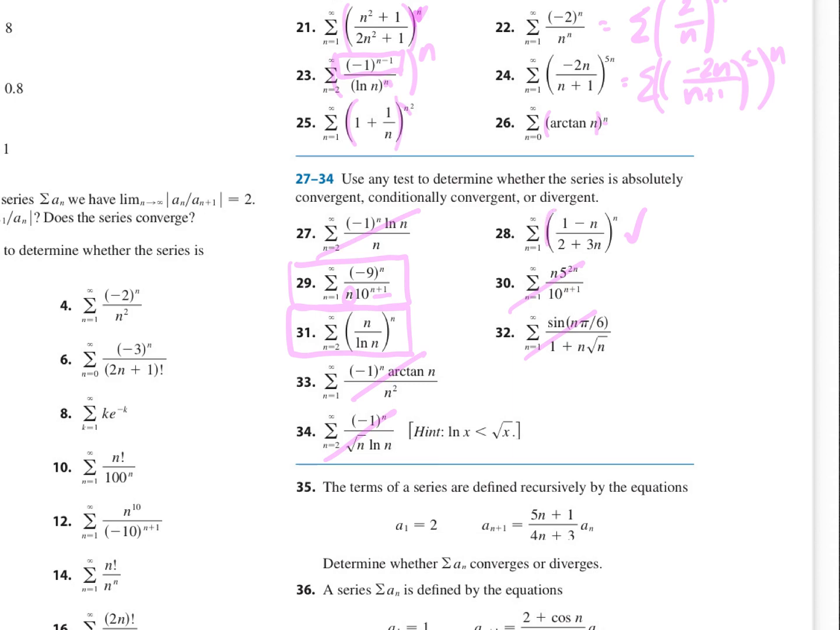The reason 28 works is because we have the whole series to the nth power. In 34, we have a square root and we have a natural log, which do not have nth powers. In number 30, we have an n and we have a 10 to the n plus 1 power. That n has a first power. So when you cannot write it to a power of n, then you cannot use the root test. Okay? So now let's do a couple of these.